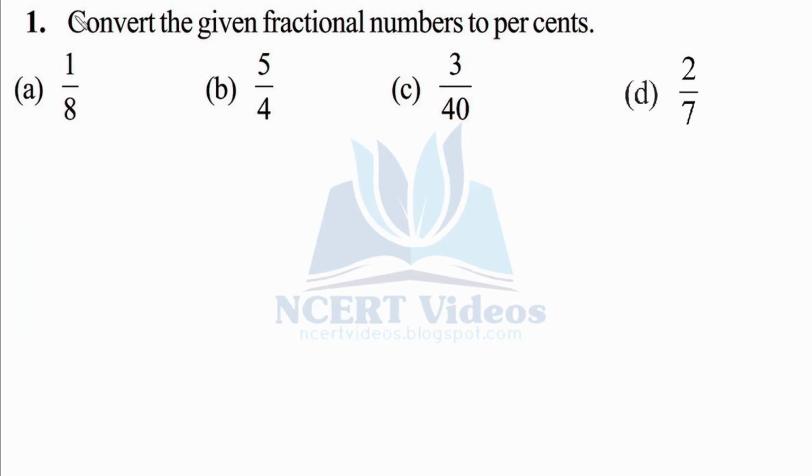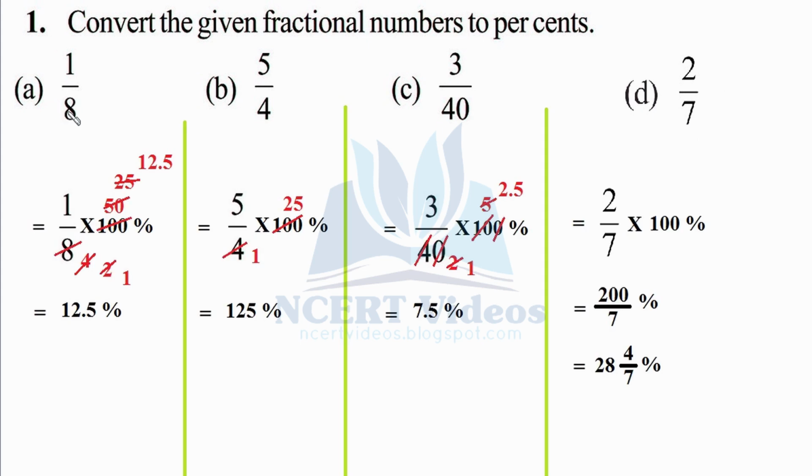Question 1. Convert the given fractional numbers to percents. A is 1 over 8, B is 5 over 4, C is 3 over 40, and D is 2 over 7. A, part 1 over 8. So we write first of all 1 over 8 as it is. Since we have to find its percentage, we have to multiply it with 100 and attach the percent sign. This is how you find percentage for a given fraction.